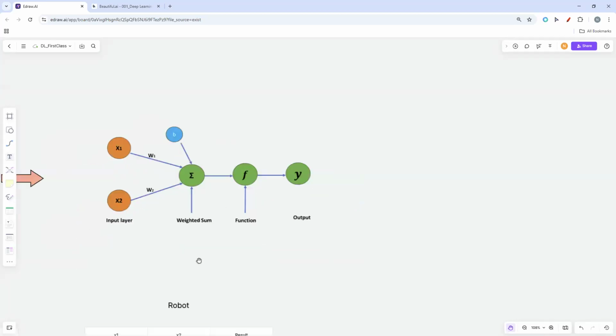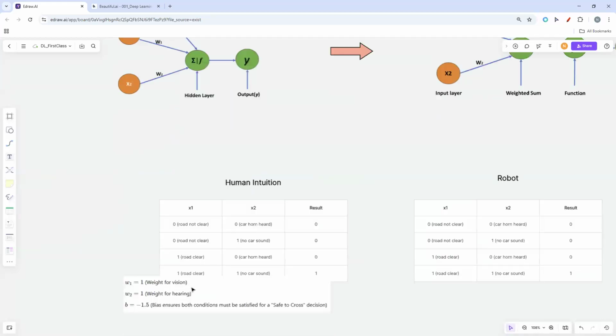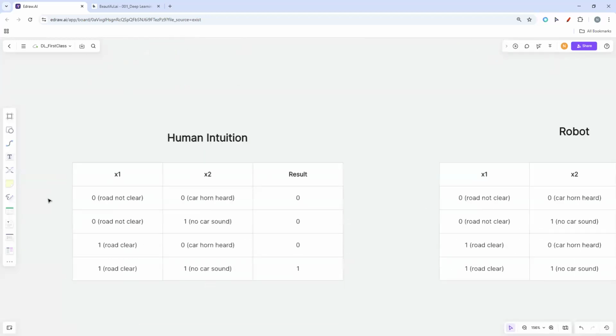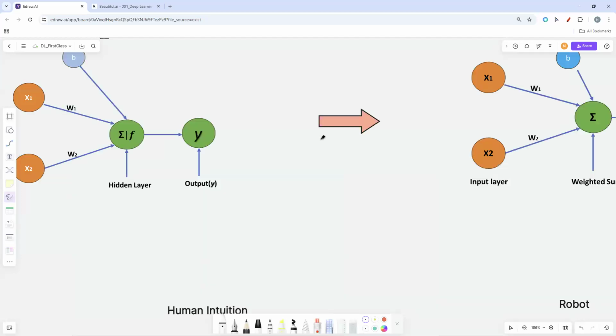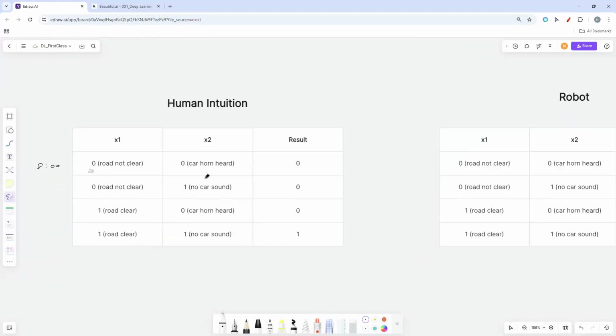Okay, so that's the reason I am taking this up. What I have done here is taken this particular example. Let's say it is around 8 o'clock in the morning, and that person has this kind of inputs. One, he finds the road is not clear, which means some vehicle is approaching towards him. And there is one more thing: he is also hearing some kind of car horn sound.